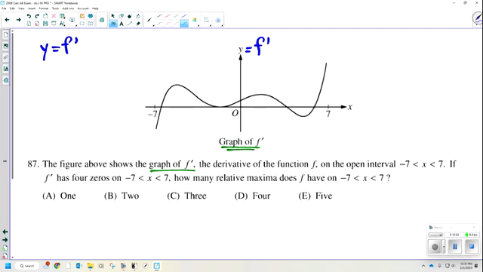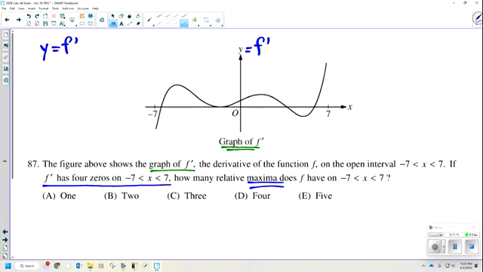If f prime has 4 zeros from -7 to 7, how many relative maxima does f have? I don't want to know where it happens. I don't want to know the value of the maximum. I just want to know how many maxes occur.